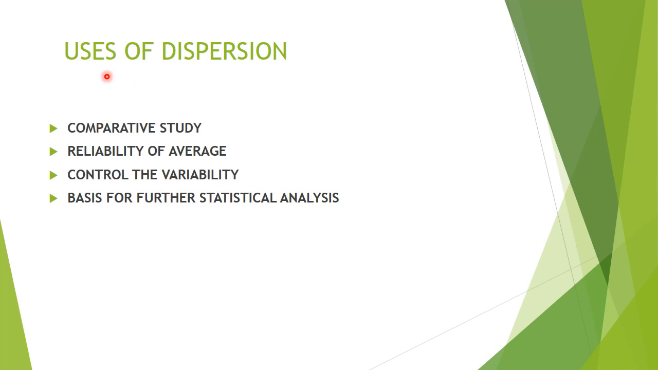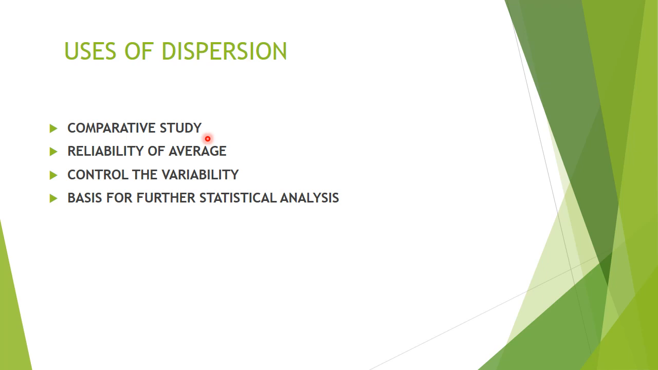Next is uses of dispersion. First use of dispersion is comparative study. It means a measure of dispersion gives a single value indicating the degree of consistency or uniformity of distribution. This single value helps us in making comparison of various distributions. Very important point: the smaller the magnitude value of dispersion, the higher the consistency or uniformity, and vice versa.